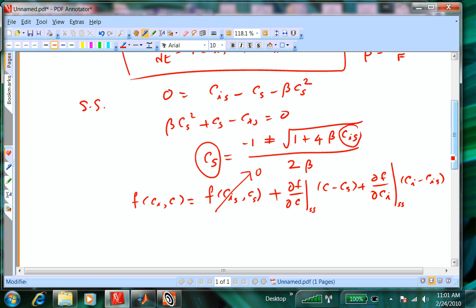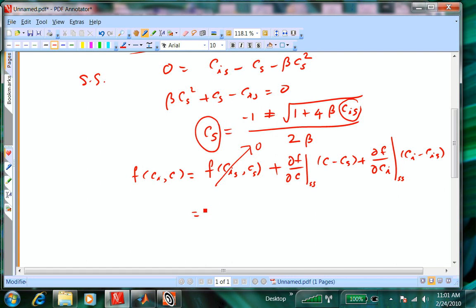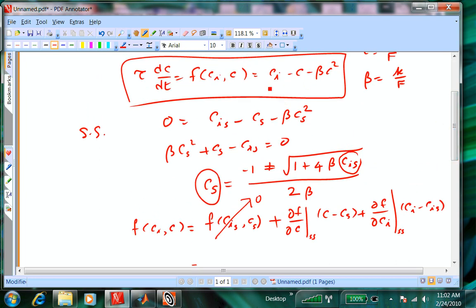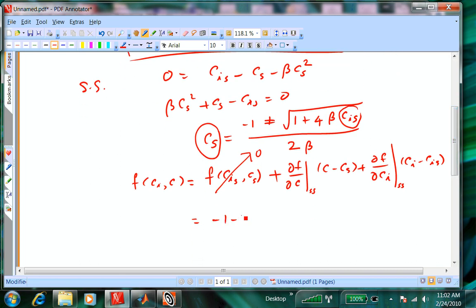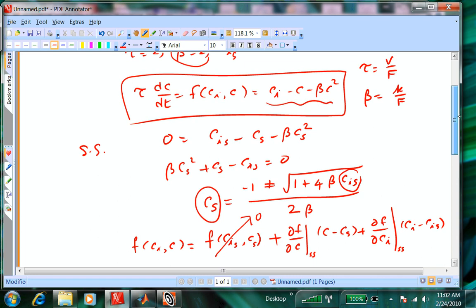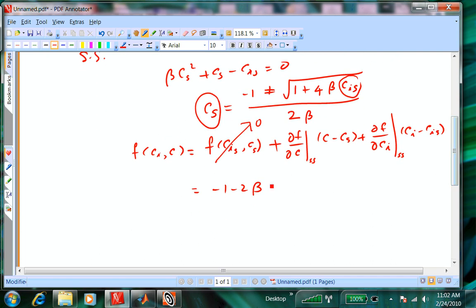And so it's going to be equal to the partial derivative of f with respect to c. What would that be? Here is the function: minus 1, minus 2 beta c, since the derivative of c squared is 2c. But that is evaluated at the steady state value, so that derivative must be a number. You take the derivative and then substitute CS, the steady state value, multiplied by c minus CS, plus df/dci. What would that be?